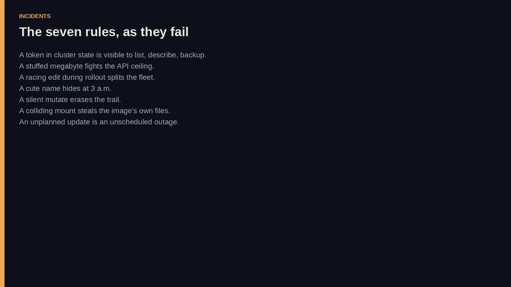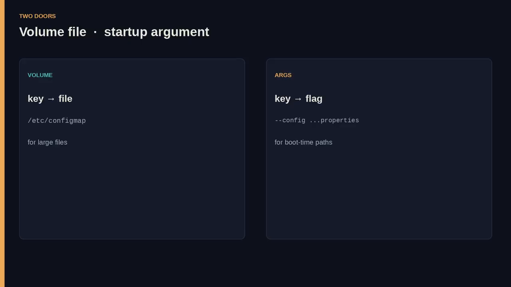Seventh, monitor updates and plan restarts. Configuration that changes without a plan is just an unscheduled outage wearing a friendly name. Those 7 are not decoration. They are the difference between a reusable image and a cluster that quietly lies. Delivery is where configuration stops being a document and becomes a behavior.